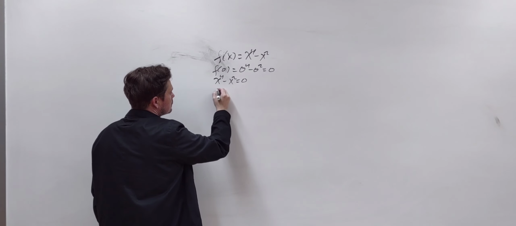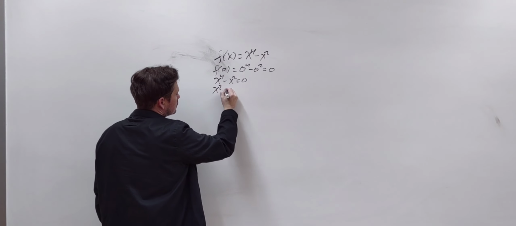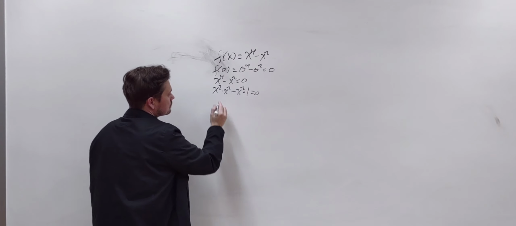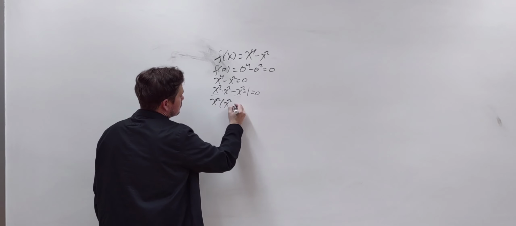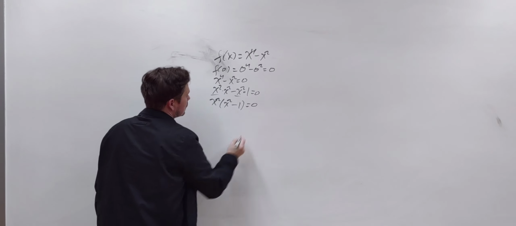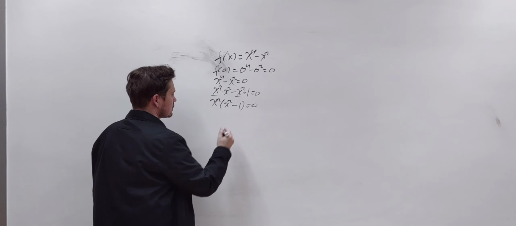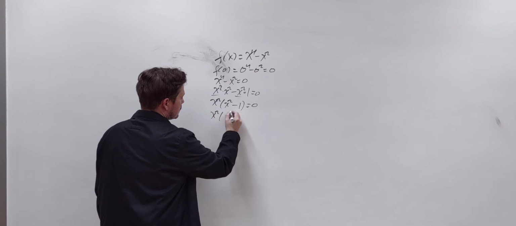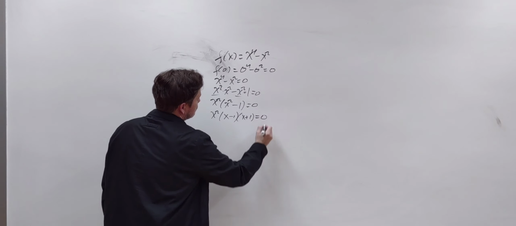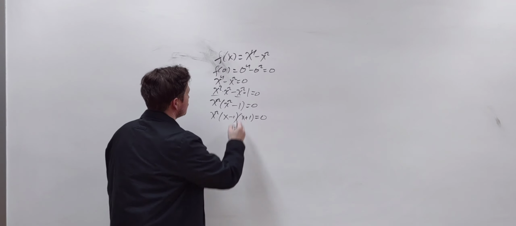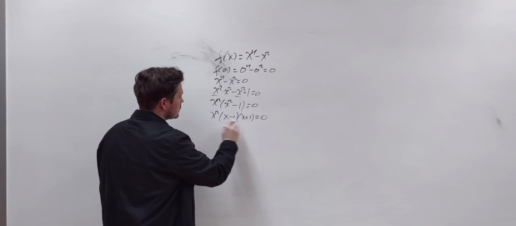Find the roots. You take x to the fourth minus x squared and set that equal to 0. Factor an x squared out, so x to the fourth is like x squared times x squared, minus x squared times 1 is equal to 0. So factor that out: x squared, then you have x squared minus 1 left over. X squared minus 1 is the difference of squares, so this becomes x squared times x minus 1 times x plus 1, this whole thing equal to 0. Okay, so we have the y-intercept, and we have the roots from here.